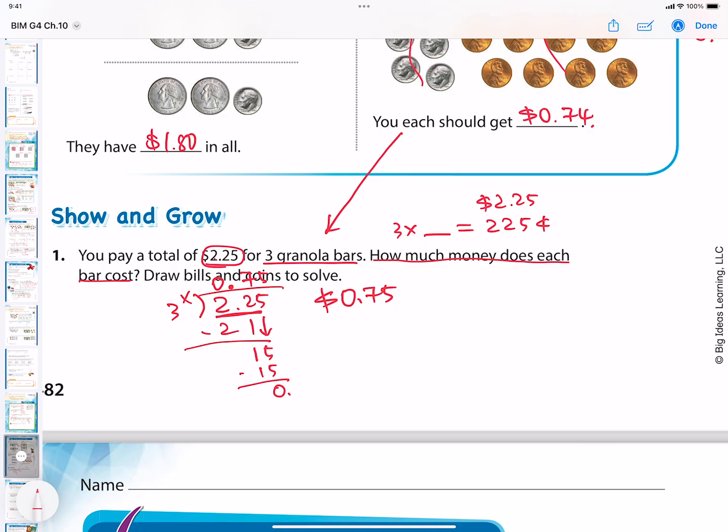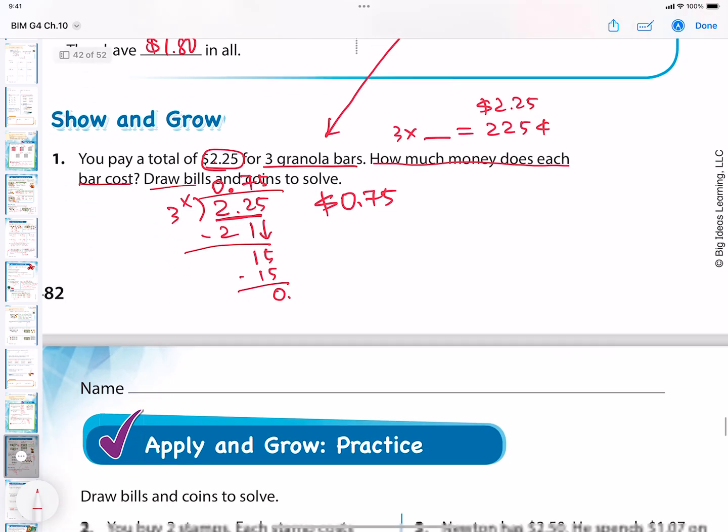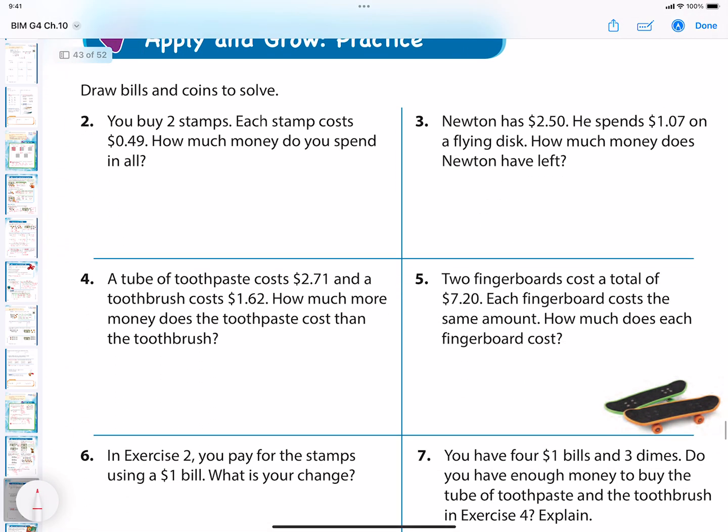Which means 75 cents. Okay? I'm not going to draw these bills and coins to solve. I'm sorry, that's too much for me. If you want to play and practice, go ahead, okay? Not me. Sorry. All right, so now here, draw bills and coins to solve. Number 2, you buy 2 stamps. Each stamp costs 49 cents. How much money do you spend in all?